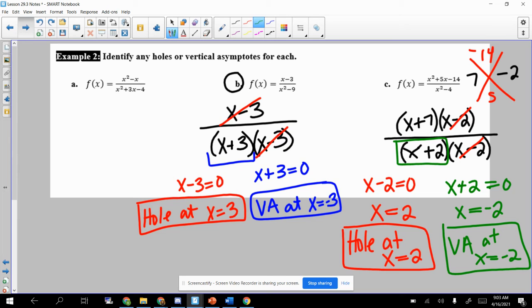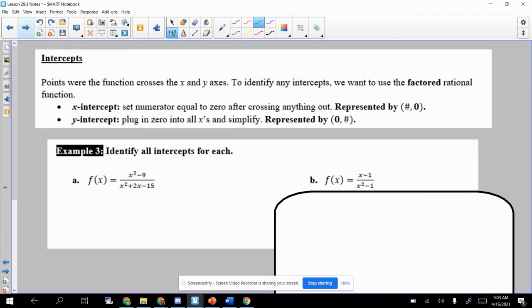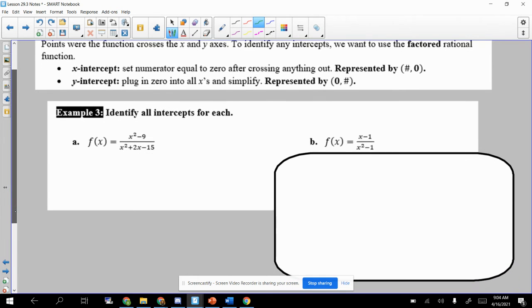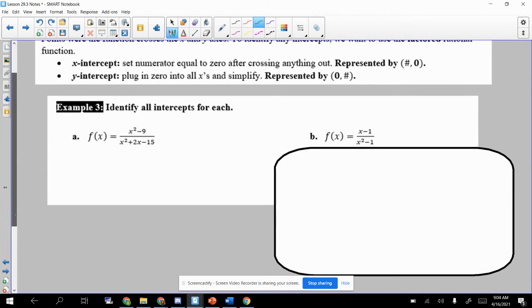Next up, we need to talk about how to find your x and y intercepts, okay? So points where the function crosses the x and y axes, that's what your intercepts are. To identify these, we want to use the factored rational function. And to find your x-intercept, you're going to set the numerator equal to 0 after crossing anything out. So that's what I talked about in class, how we weren't really doing much with the numerator, so now we are. And then your y-intercept, you're going to plug in 0 for all of the x's and simplify.